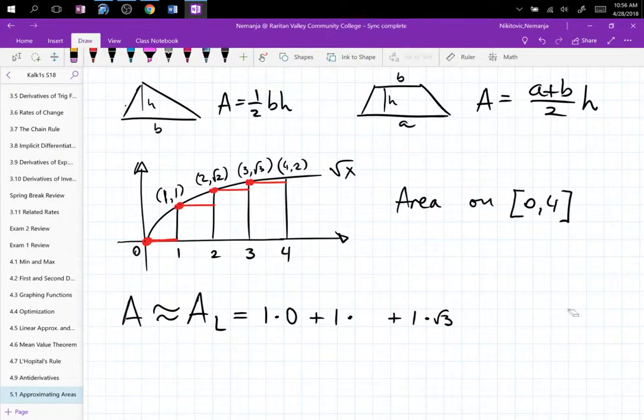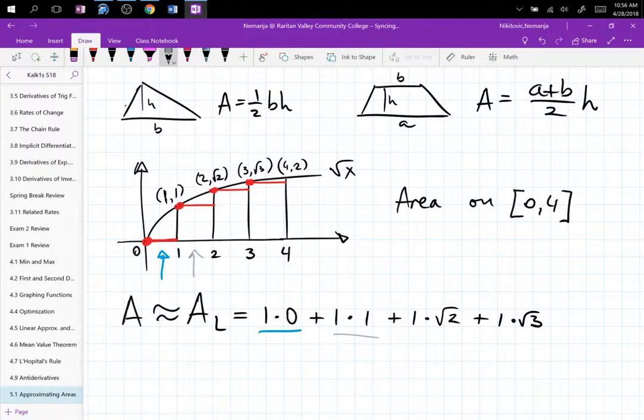Oh, I skipped 1. Hold on. 1, 1, root 2, root 3. There we go. So the first rectangle over here is this. The second rectangle over here is that. The third rectangle over here is this one. And the last rectangle over here is that one.